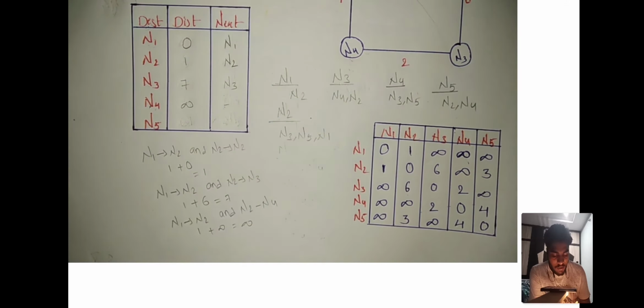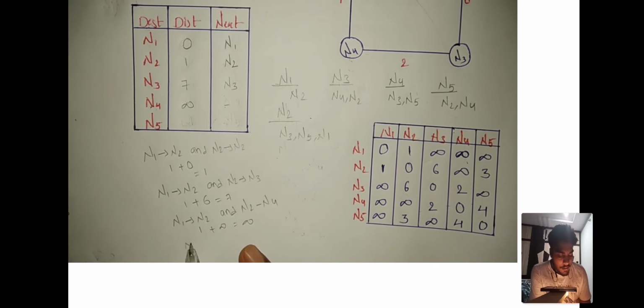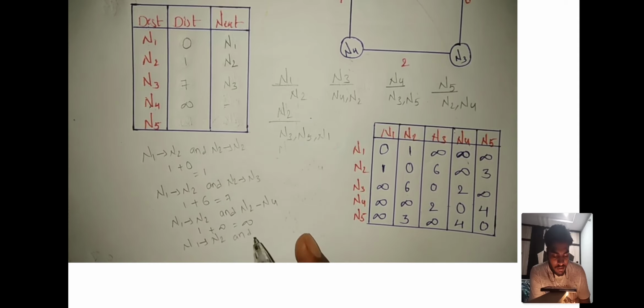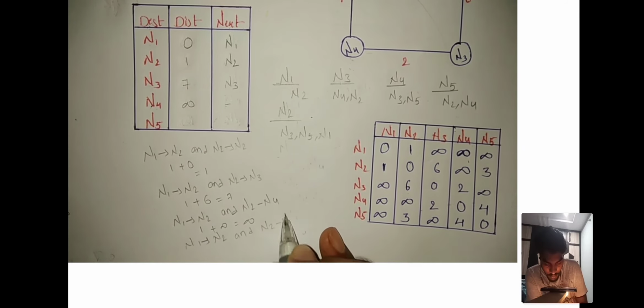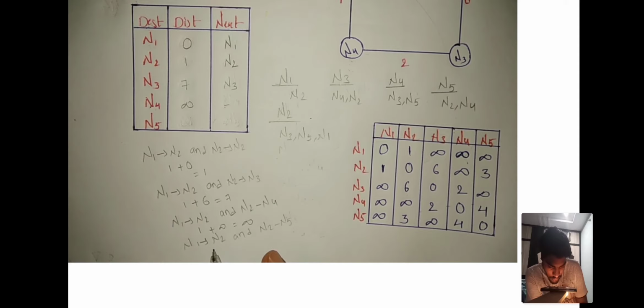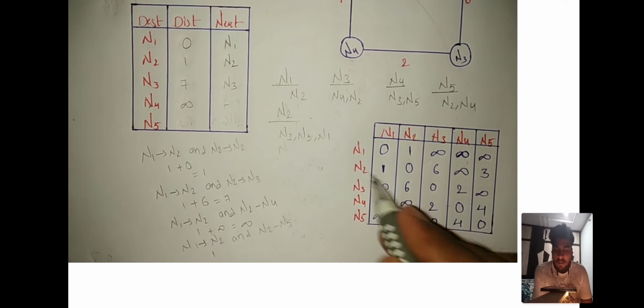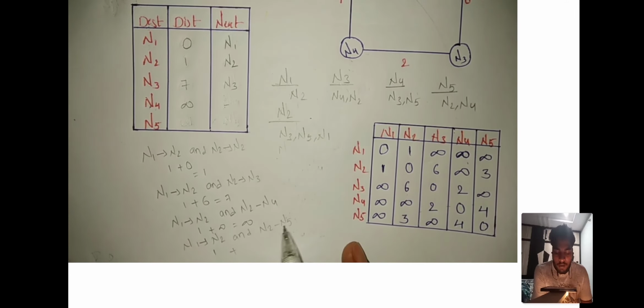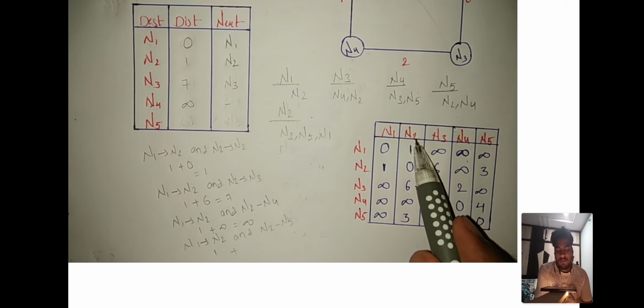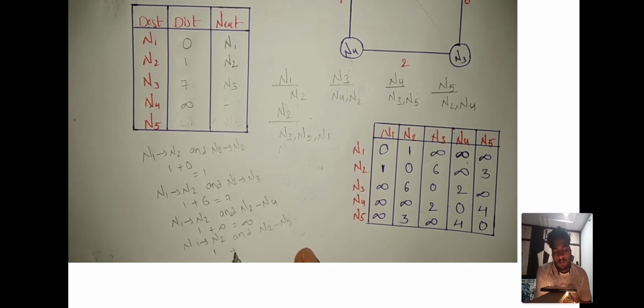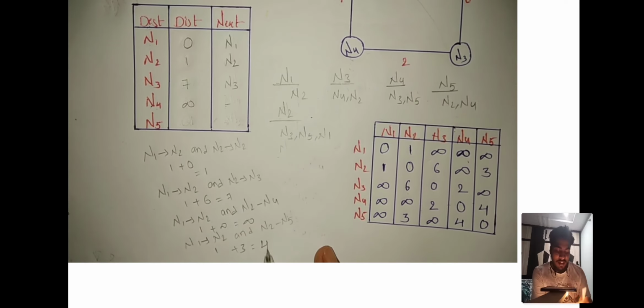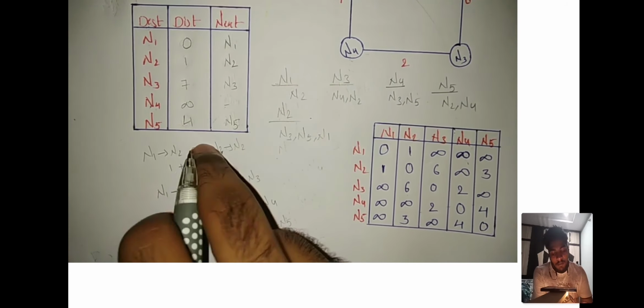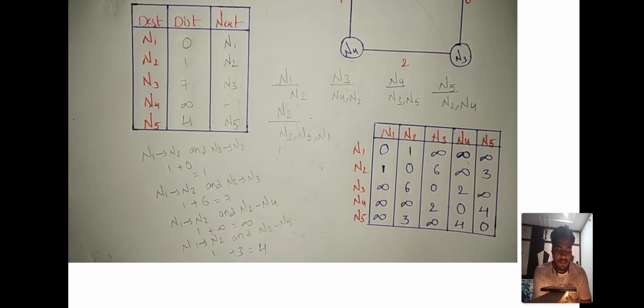And we have to go to n5 now. So the path is n1 to n2 and n2 to n5. What is the distance? n1 to n2, 1. Plus, what is the distance from n2 to n5? n2 to n5 is 3. So what's the total distance? 4. The total distance is 4. The next node is n5. This is the new routing table of n1.